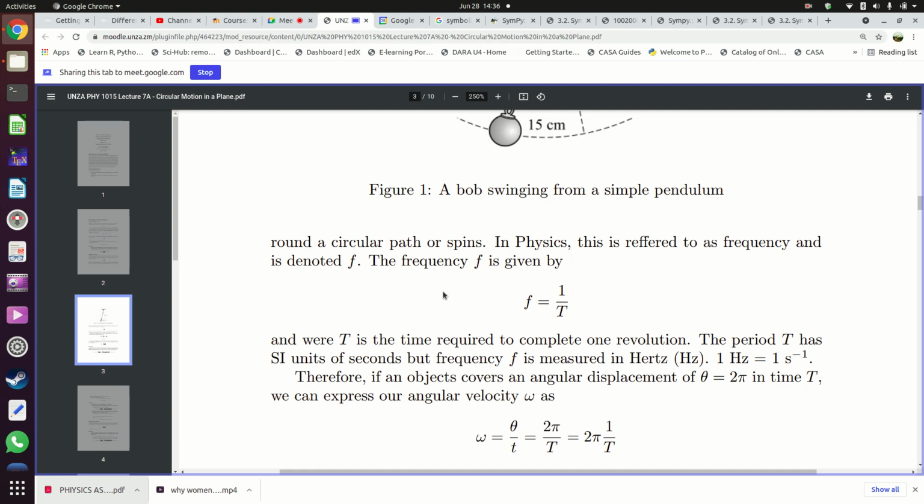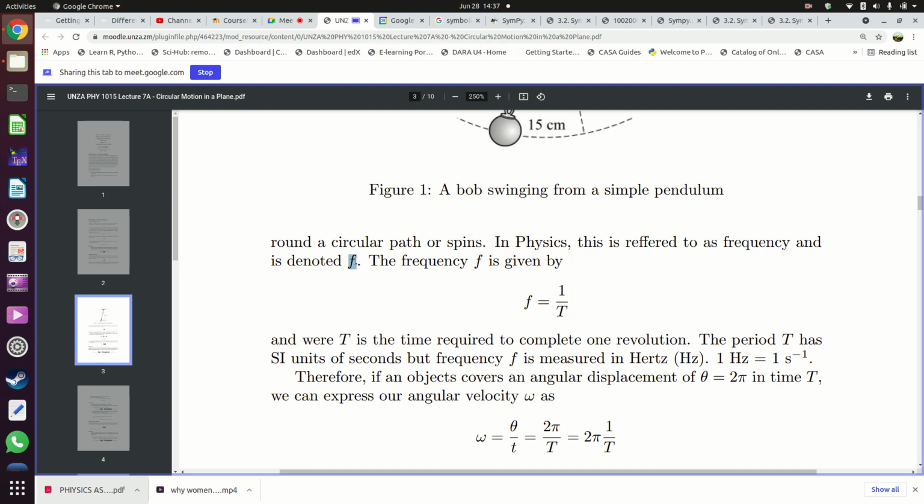The other thing I want to bring to your attention is, we have talked about the time it takes an object to go around the circle. That time is what is referred to as period. Now, there is another physical quantity which is related to period, and that is called frequency. Frequency, denoted F, tells you how many times an object goes around in a circle per second.